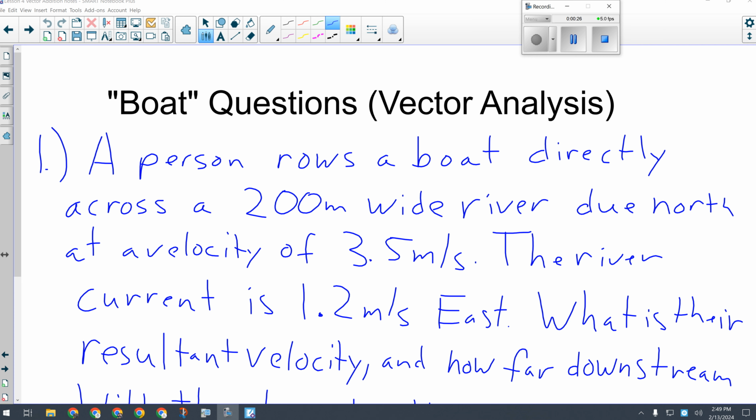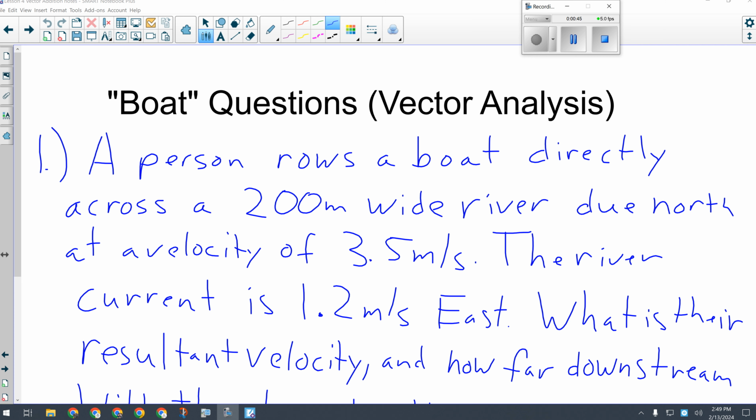They do involve some v equals d over t sometimes, which is also going to feel a bit easier. They still use some of the stuff we do about vectors, so that's why we include them here. All right. So a boat question is a vector analysis type of question involving two vectors that happen concurrently.